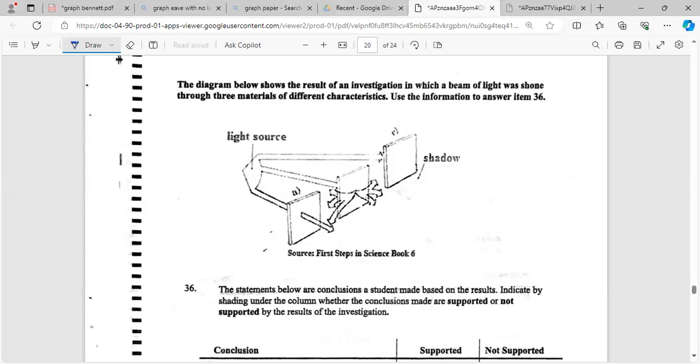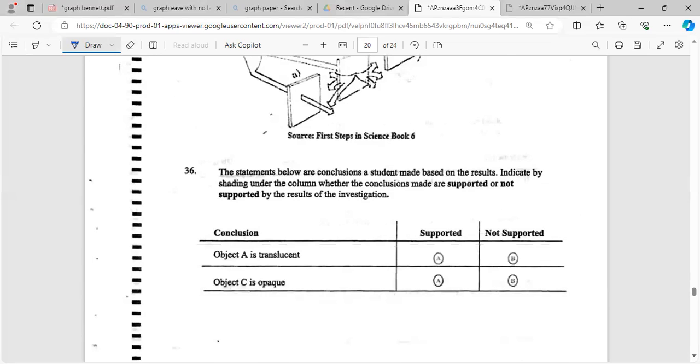Alright, let's see. The statements below are conclusions a student made based on the results indicated by the shading under the column. Whether the conclusions made are supported or not supported by the results of the investigation. Alright, so it went up. Object A is transparent.